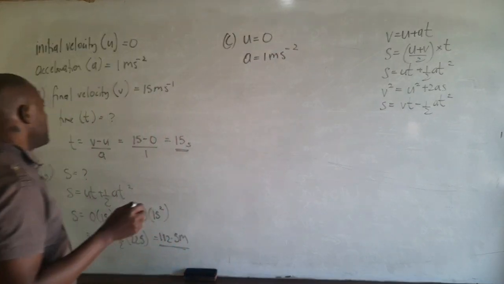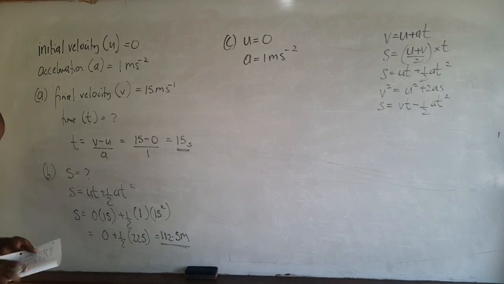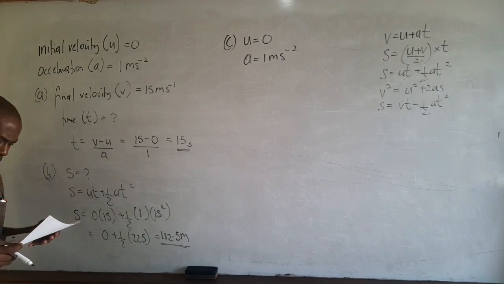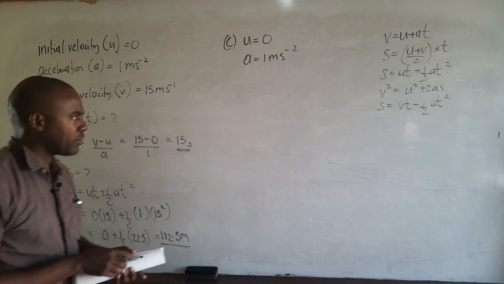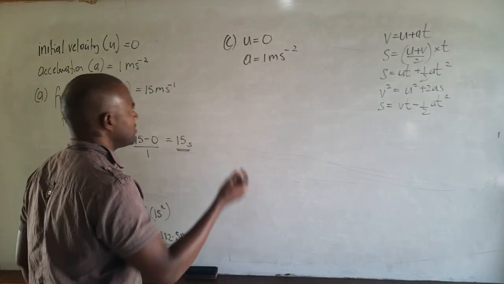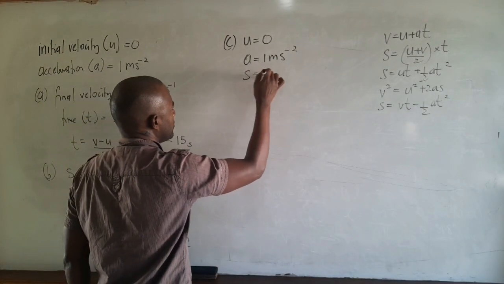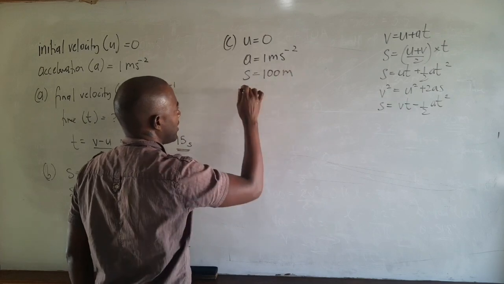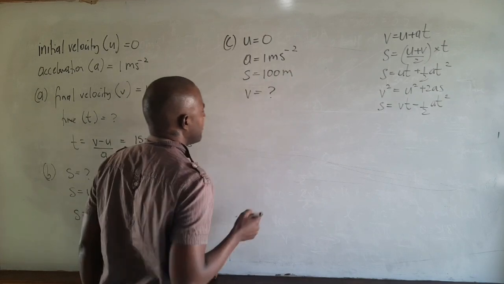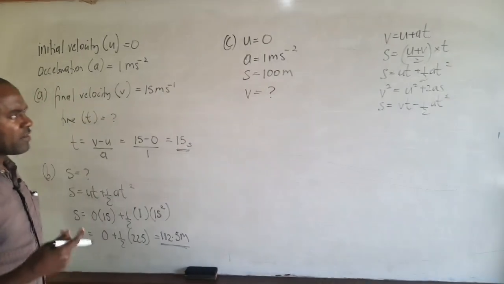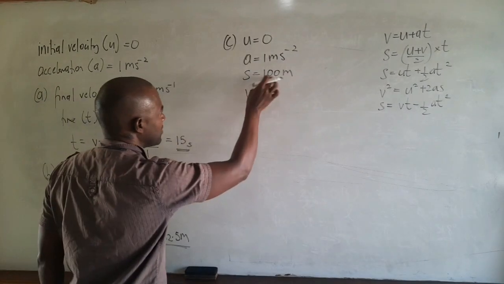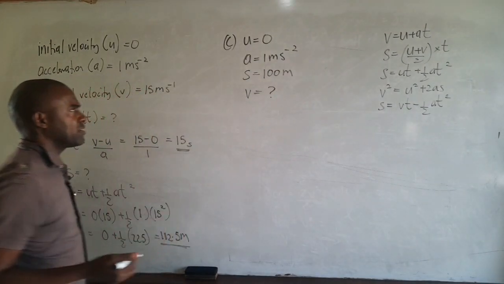Right? And they want us to find the velocity of the car when it is 100 meters from the starting point. So this means that the car would have traveled a distance s equal to 100 meters, and they want us to find the velocity, right? So they have traveled a distance or a displacement of 100 meters, and they want us to find the velocity.